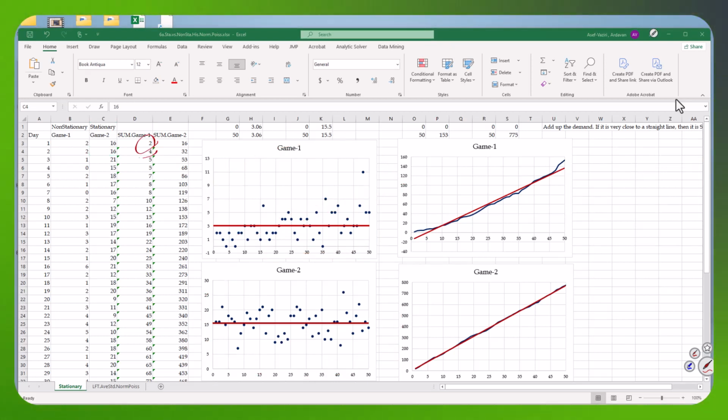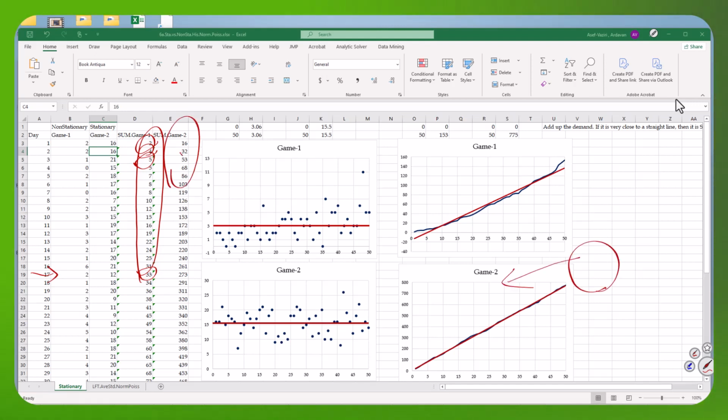One other way of differentiating stationary and non-stationary demand is to add the demand up. This is day 1, this is day 1 and 2, 1, 2, and 3, and here this 33 is summation of all demands from day 1 to day 70. This is for Game 1, this is for Game 2.